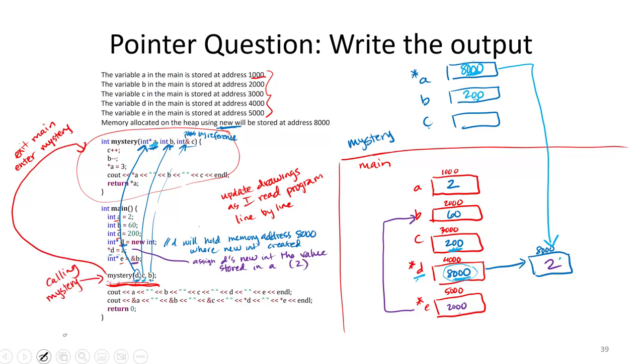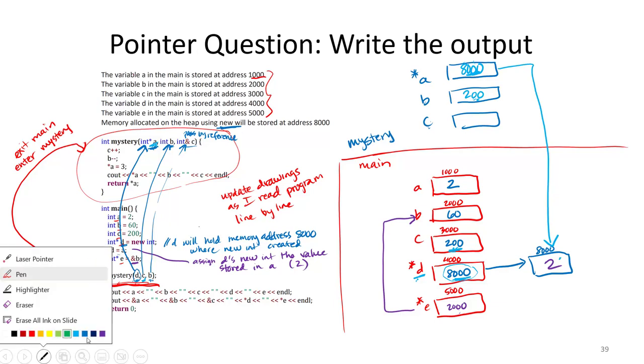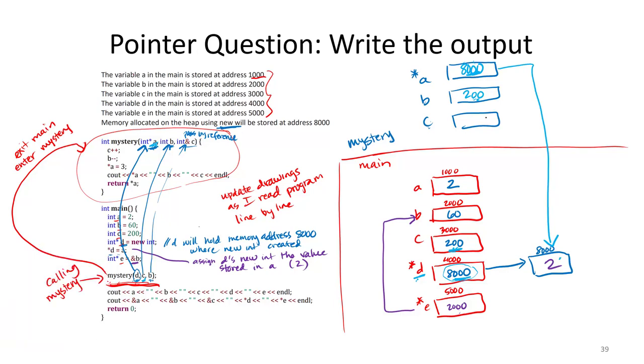Finally, this last one is very important. I'll use a slightly different color here just to illustrate what's happening. Notice that this variable b in main is being passed by reference into mystery's variable c. So what I'm going to do here is I'm going to put a note so I remember that this is pass by reference.